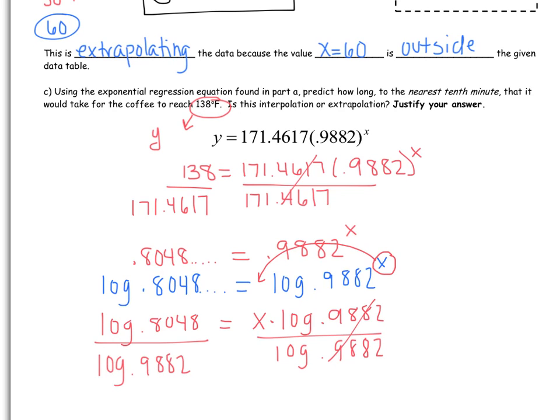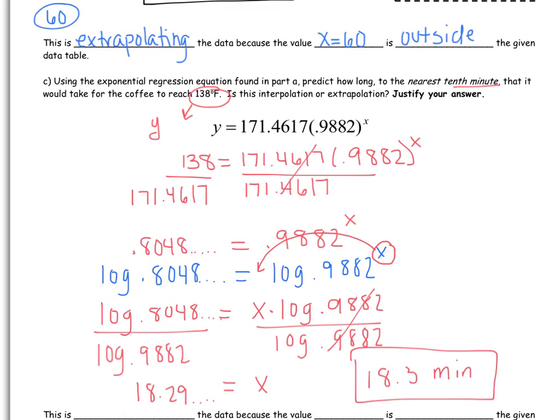Now when you're putting this side into the calculator, make sure you still have all of the decimal places and you're using the second answer so that you're as accurate as possible. When you do this, you should get x is approximately 18.29... So if we're rounding to the nearest tenth of a minute, it's going to take approximately 18.3 minutes for this cup of coffee to reach 138 degrees Fahrenheit.